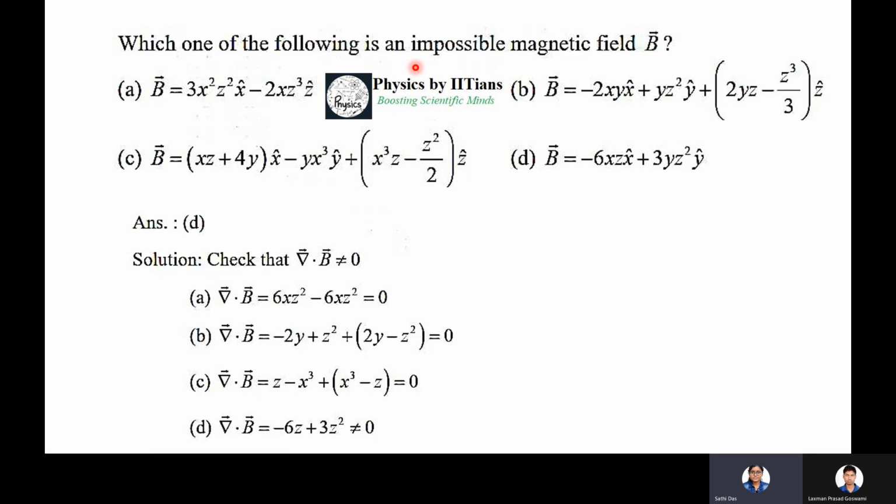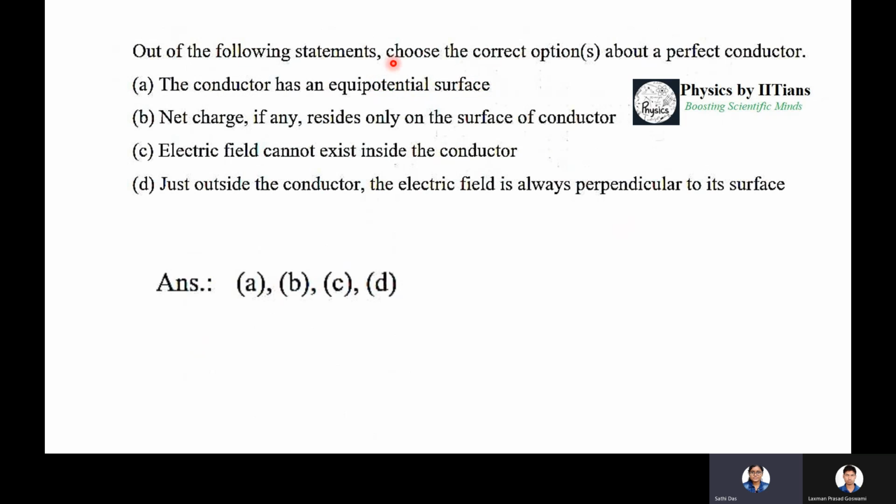If they are asking you whether these are impossible electrostatic fields or not, then you have to check whether the curl of E is 0 or not. If the curl of E is non-zero, then it is an impossible electrostatic field, because curl of E equal to 0 gives you the electrostatic field, and if the curl of E is non-zero, it gives an electrodynamic field, not static.